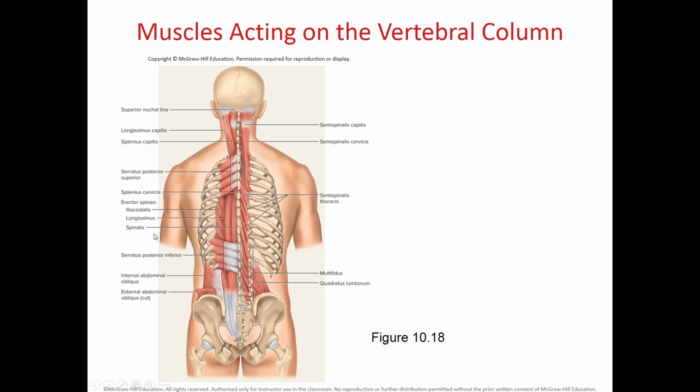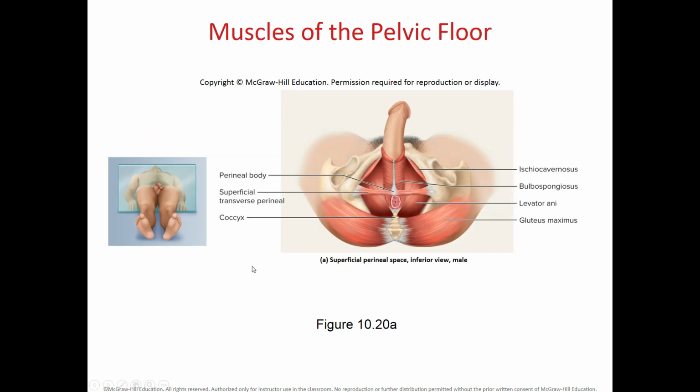And then we have here the erector spinae, which consists of three muscles: iliocostalis, which is this, then the longissimus, and then the spinalis, which is this. And then here we have the serratus posterior inferior that helps us to retract our inferior ribs. And then in here we have the internal oblique and the external oblique, the posterior insertion of these muscles. And then we have this muscle called multifidus, and then the quadratus lumborum, that not only helps to depress these floating ribs, but also protects our kidneys because our kidneys are located anteriorly to this.